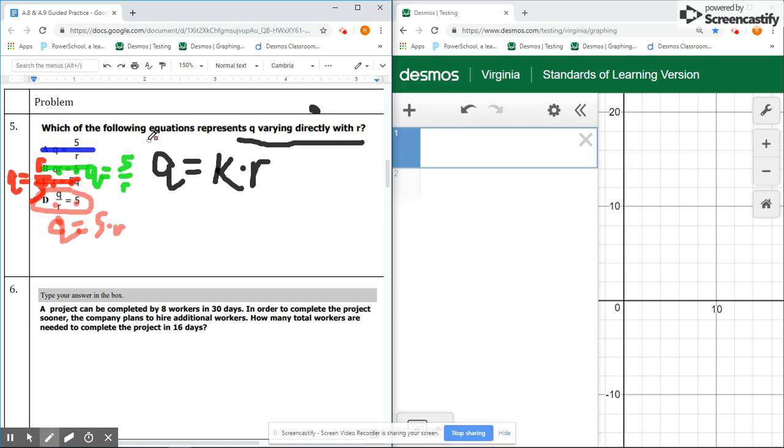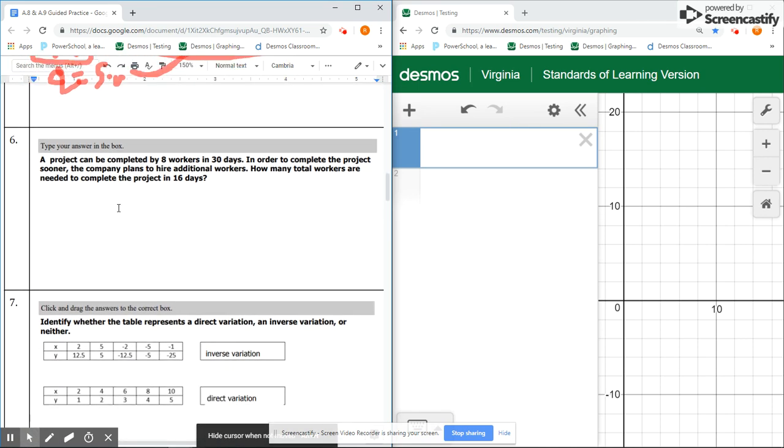All right, so it should be easy to get this direct variation equation if you remember that direct is multiply, Q equals K times R. We just needed to manipulate these equations to get Q by itself, and then see which one was very similar to our direct variation equation.